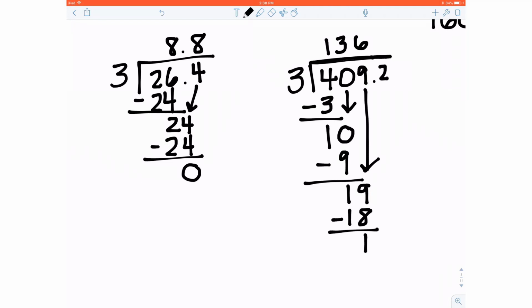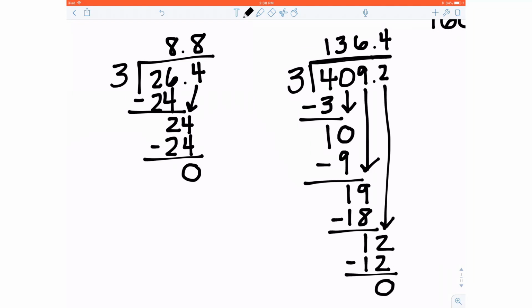Now we got to our decimal. So we have to put our decimal before we move forward. Now we can bring down our 2. And this becomes 12. 3 goes into 12 4 times. 3 times 4 is 12. 12 minus 12 is 0. So our answer is 136.4.